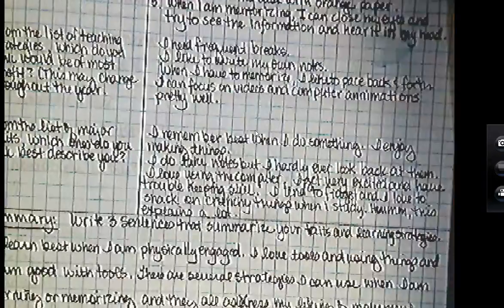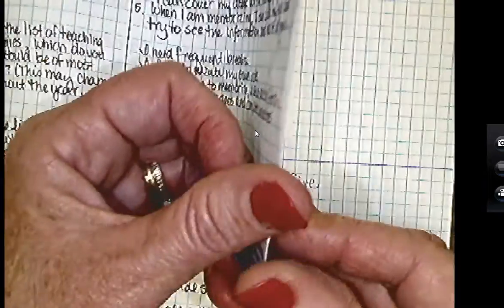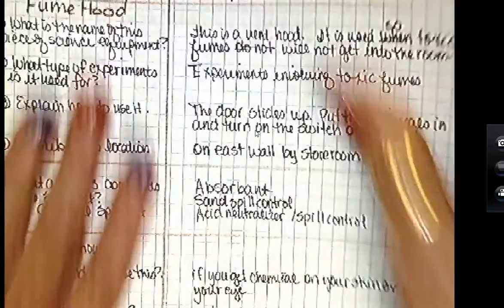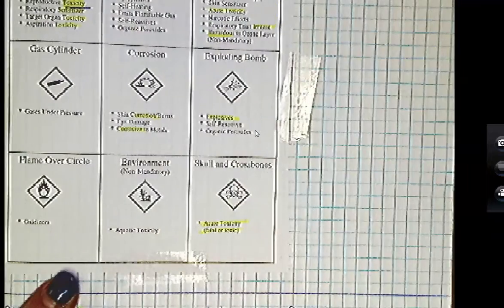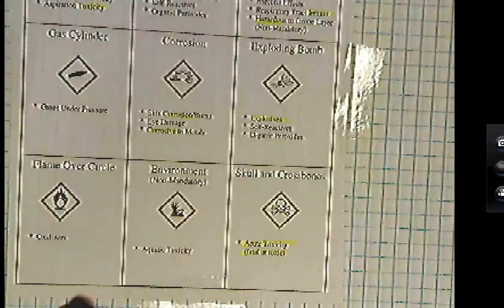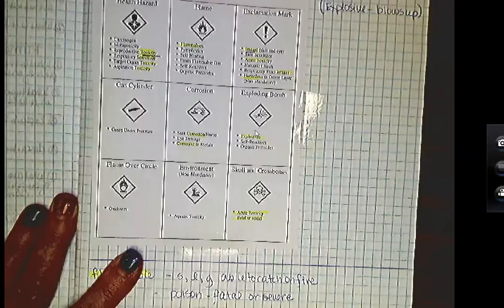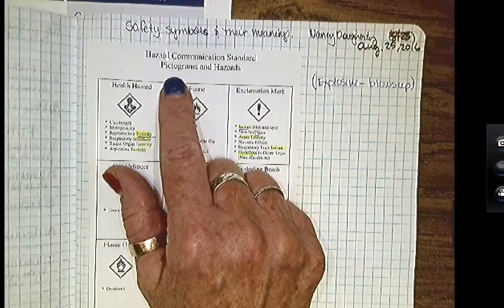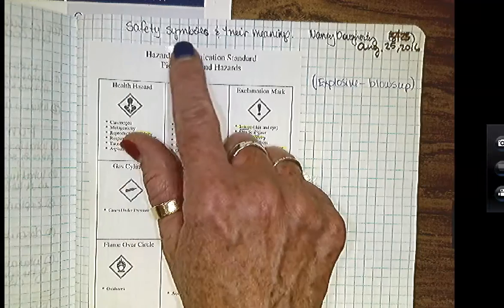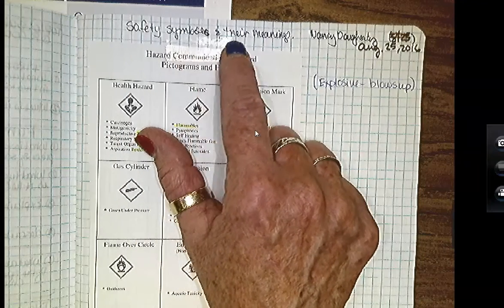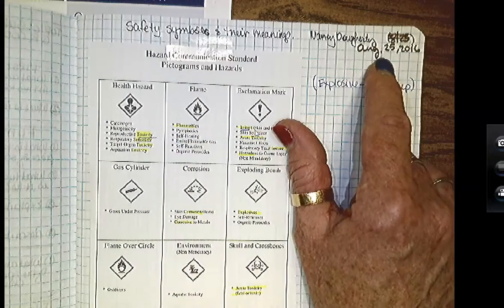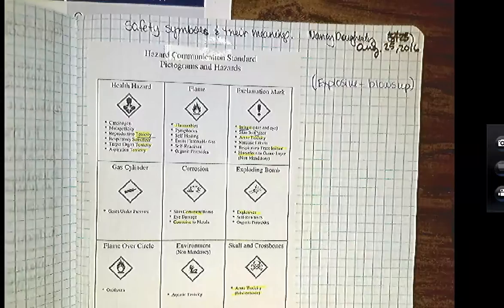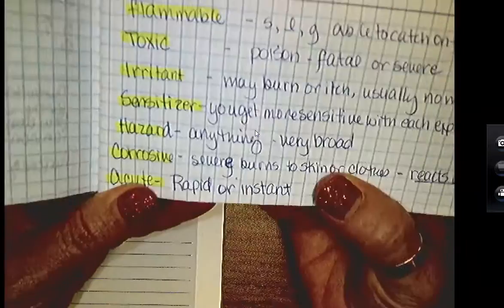And then page 16 is, we did a safety activity, and I'll replace that with your safety page that you did. On page 18 is your hazard communication standard pictograms and hazards. So you're going to have a heading across the top, safety symbols and their meanings, your name, and the date was the 25th. Then each of these words here at the bottom you need to define.